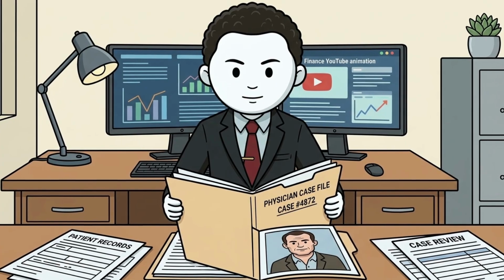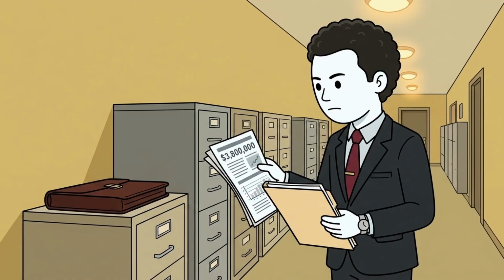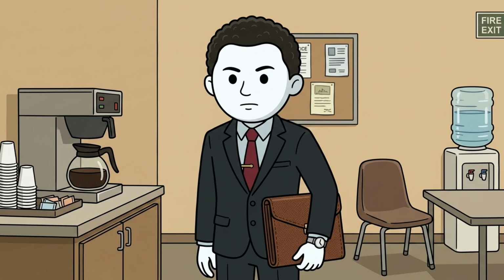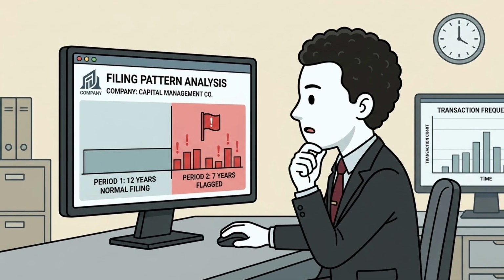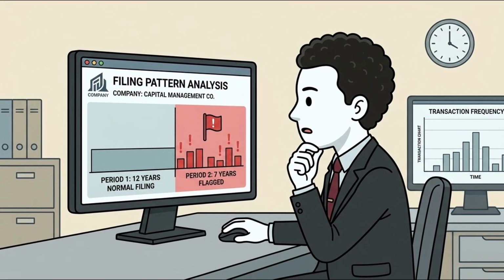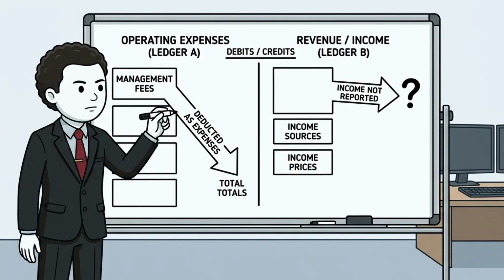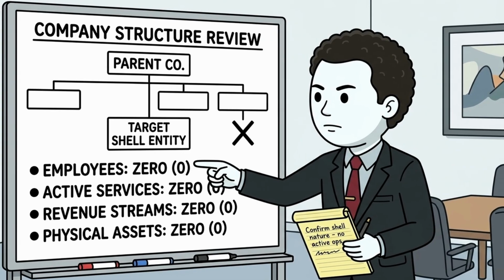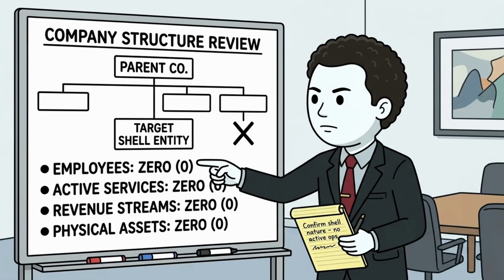The taxpayer was a physician. His practice generated $3,800,000 in annual revenue. He had been filing returns for 19 years. For the first 12 of those years, his returns were unremarkable. For the last 7 years, he had been routing practice revenue through a management company he owned with his wife, deducting the management fees as business expenses and not reporting the management company income on his personal return. The management company had no employees. It provided no services. It existed to receive money and not report it.